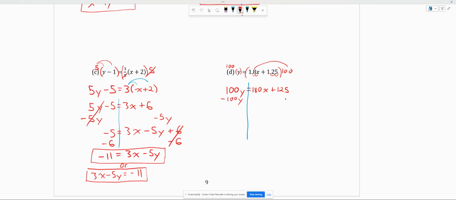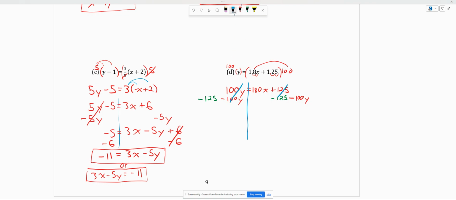Sorry, I shouldn't write that right there. Let's be careful. Okay, I'm just going to write it over here because it's not a like term. Subtract 100y. And at the same time, I'm going to subtract the 125 to the other side because remember, I'm going to need that on the left side afterwards. So we can do two steps at once if we feel comfortable enough.